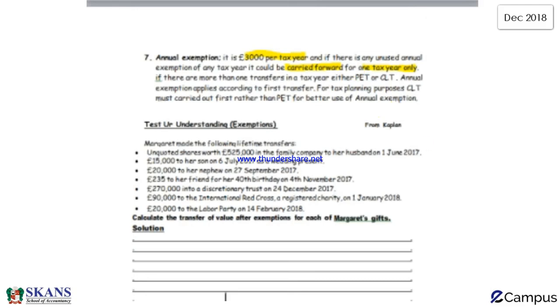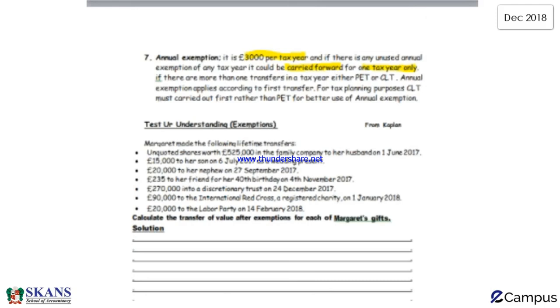Now, speaking of all the 7 exemptions, there are 2 more. One is called business property relief, and another is called agricultural property relief, which we will be discussing after a few examples. We will be discussing the basic calculations on lifetime transfers.